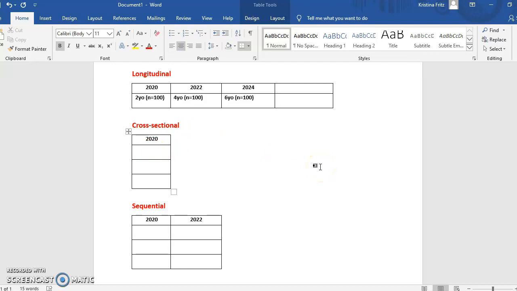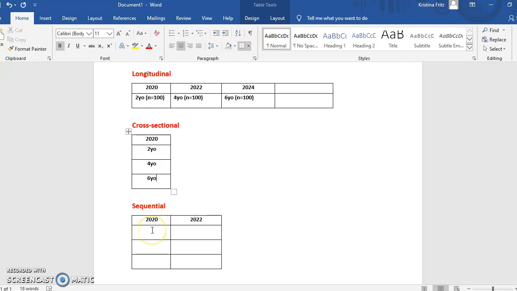Cross-sectional is when in 2020, we would grab 2-year-olds, 4-year-olds, and 6-year-olds, and let's just say we want to study hopefully 30 to 40 in each group. So 30 to 40 2-year-olds, 30 to 40 4-year-olds, 30 to 40 6-year-olds. This would allow us to get done with our study in maybe 1 week, and we still can compare how 2-year-olds do compared to 4-year-olds compared to 6-year-olds.